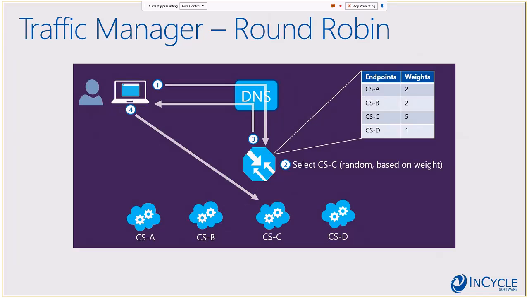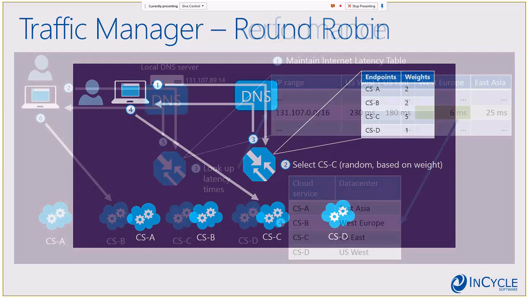I can use this to even roll out new types of features or capabilities. If I wanted to roll out a new feature, I could push that new feature out to Cloud Service D and give it a weight of 1 and increase the weighting on all the others. So a smaller percentage of users would see that new feature and use it, and I can evaluate it. That's another scenario where this round robin or weighted Traffic Manager routing can take place.